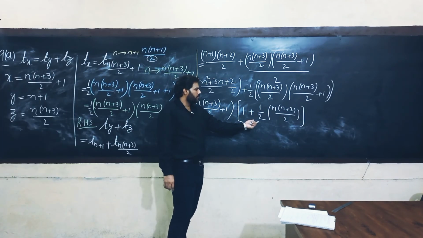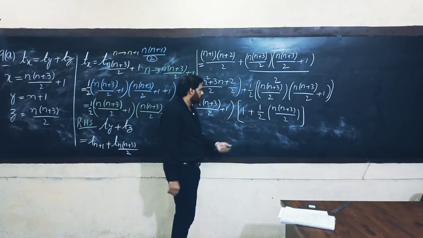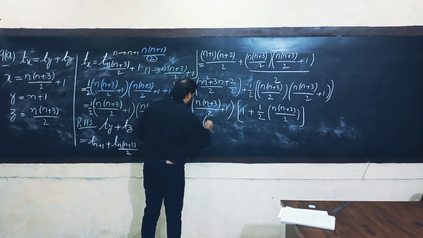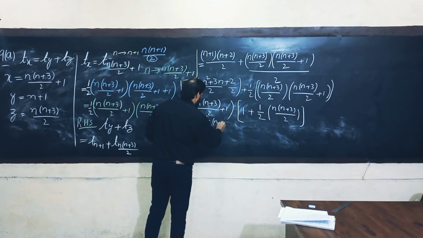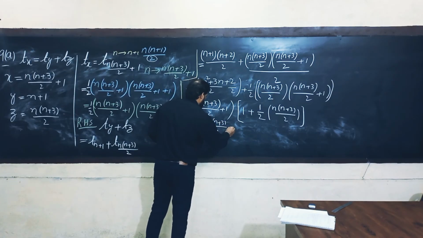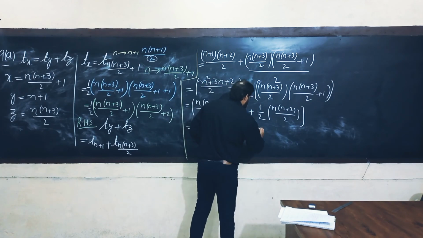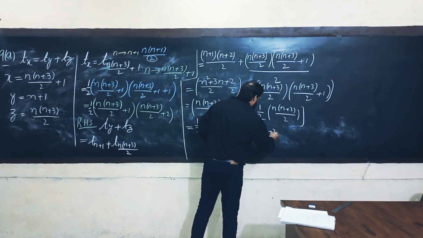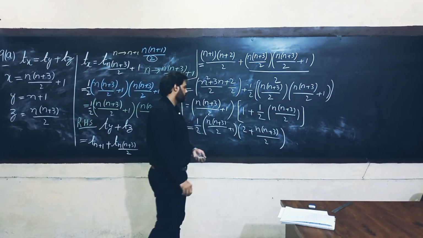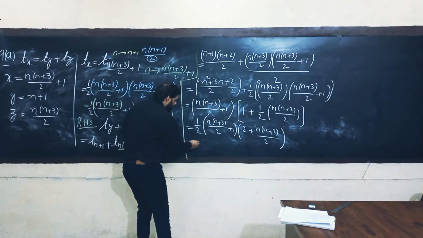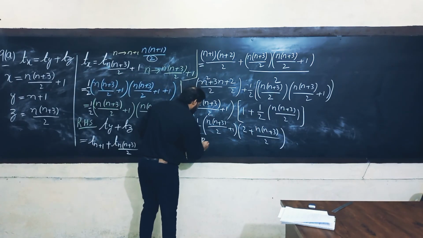Lastly, taking common 1 by 2 from this, we have 1 by 2 n into n plus 3 by 2 plus 1, 2 plus n into n plus 3 over 2. Hence, left hand side is equal to the right hand side.